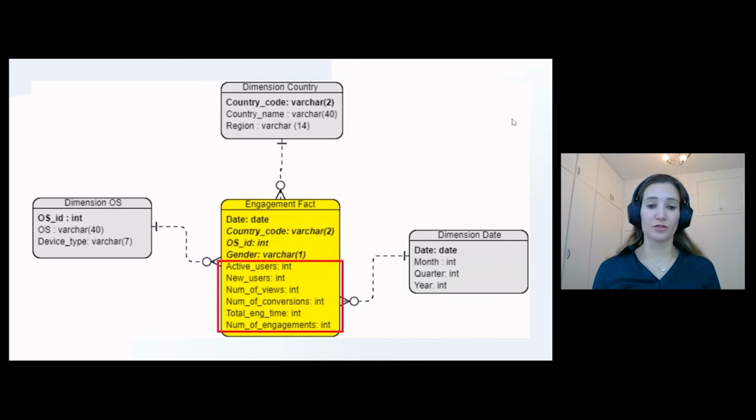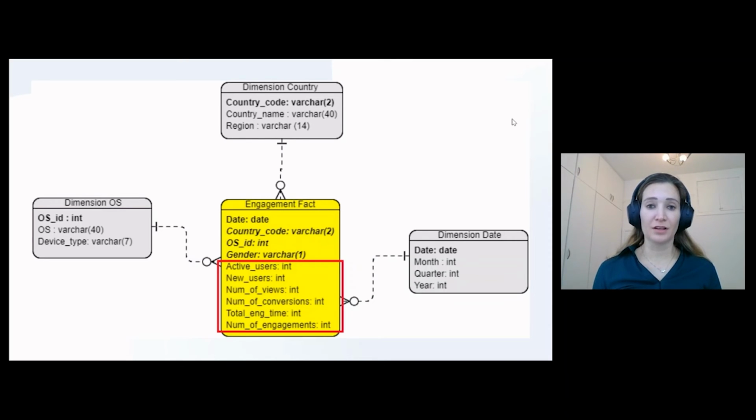Besides these dimensions, we also hold the facts in this fact table. Based on the business question and the dimensions and facts that we've identified, we have active users and new users. In order to measure the conversion rate, we will save the number of views and the number of conversions. And in order to measure the average engagement time, we'll save the total engagement time and the number of engagements. It's very important not to save the ratio, meaning the percentages, but to save the total and the number, in order to be able to aggregate at different levels of granularity.